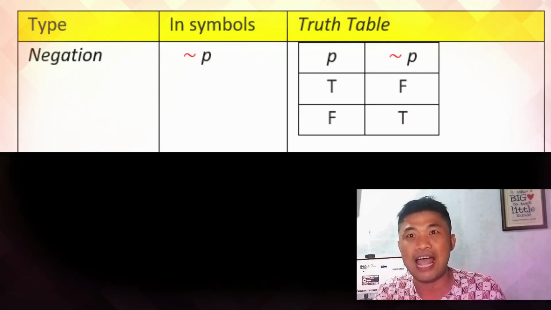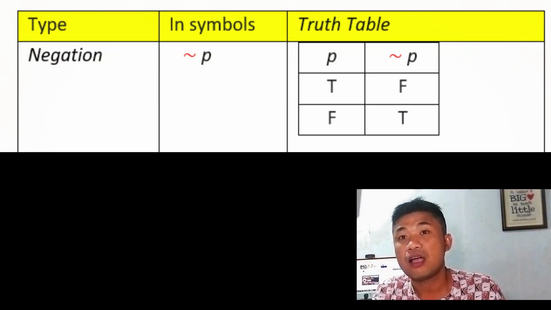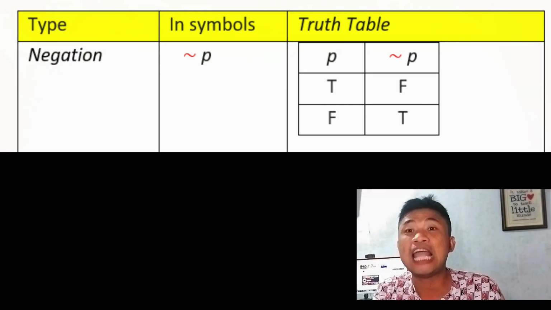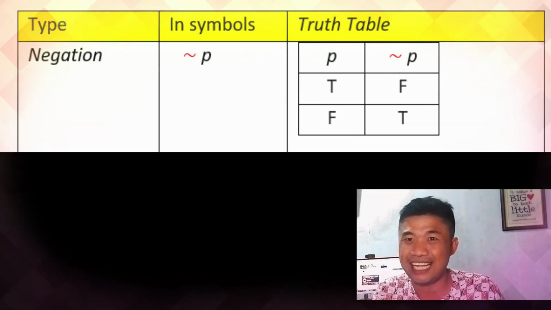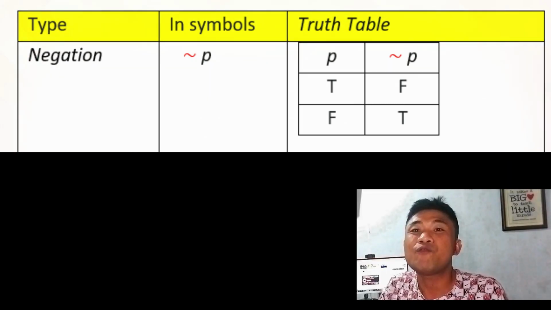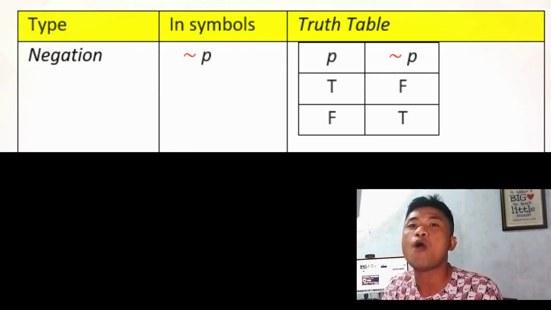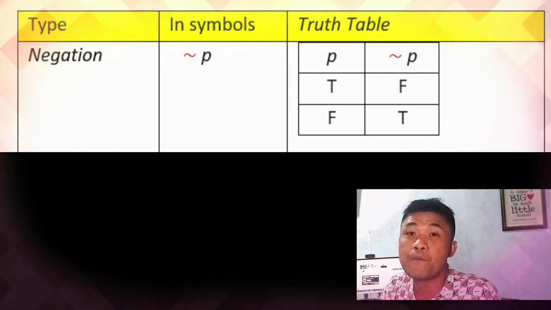Okay, let's start with the negation. If you find the symbol in this one, of course the negation is the opposite. If our proposition is true, then the negation of that one is false. Likewise, for the false, the negation is true. One type of proposition, the negation. We will have the opposite value of the proposition.